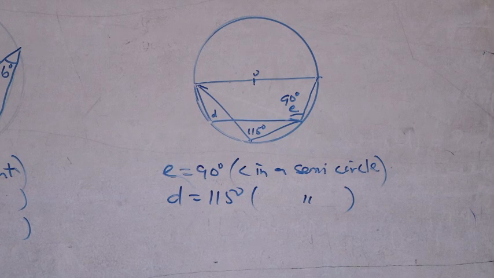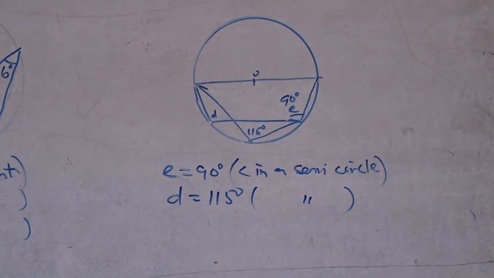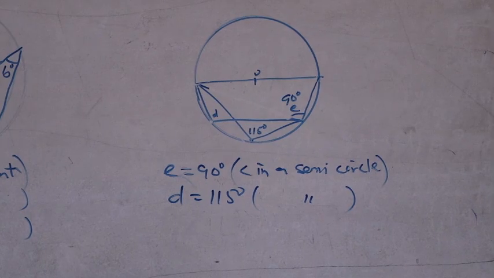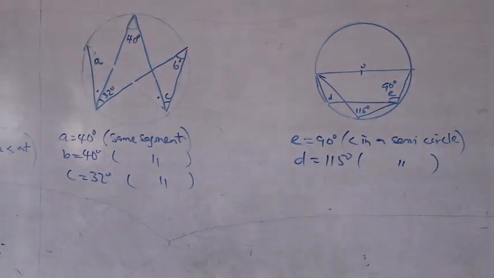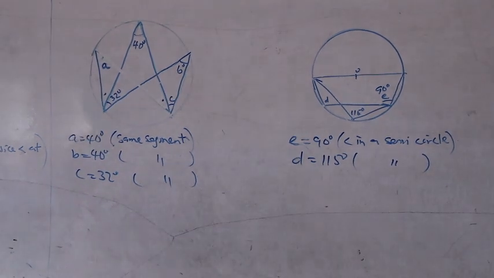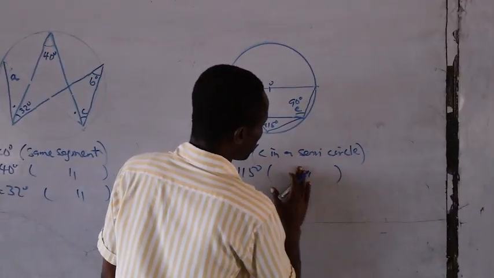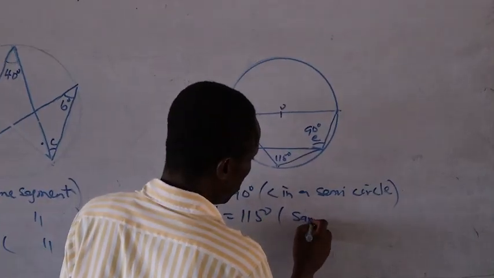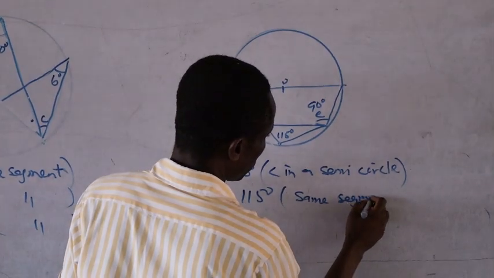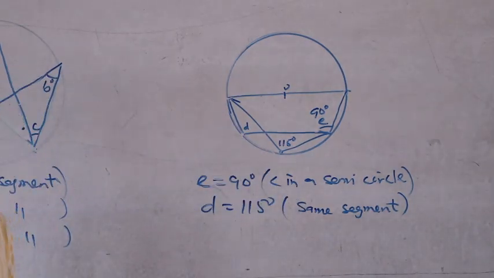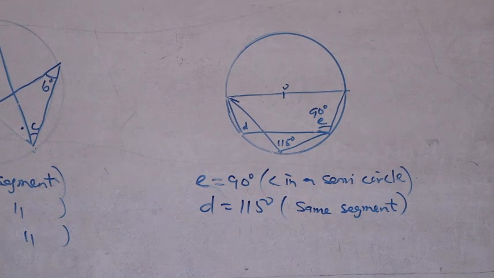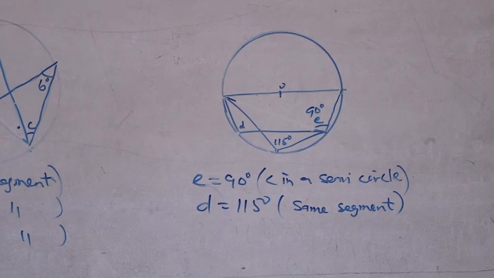Now, do you have any question? Is there any question? We have a question. Okay. D equals 115. The reason is same segment, not angle in the semicircle. Same segment, please. Angle in the same segment. That's the reason. Not angle in the semicircle.